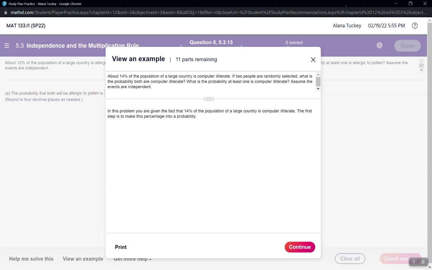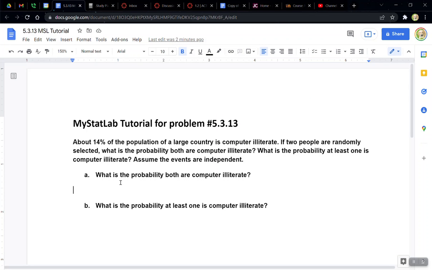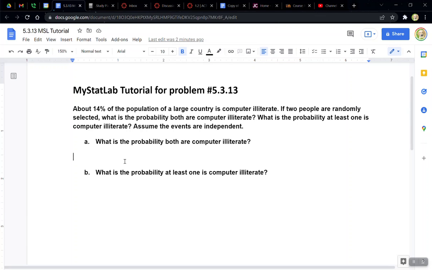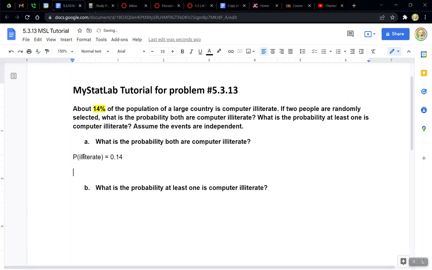Okay, so let me go grab a sheet here. So I've got it all typed up here. So you'll notice that the probability right there is 0.14, 14%. Let me highlight that because we're going to use that feature. So the probability of any one person being illiterate is 0.14. Okay, so that's for one person.